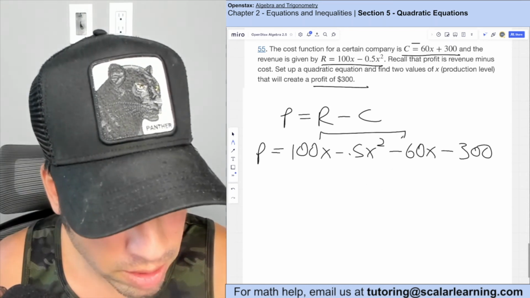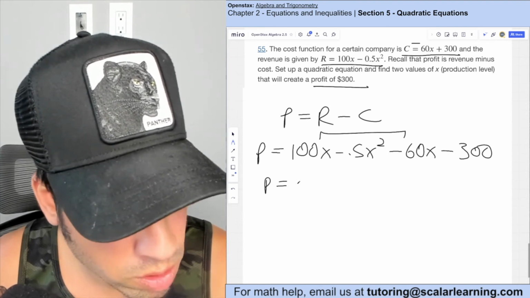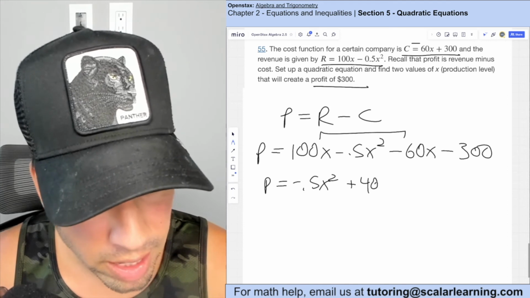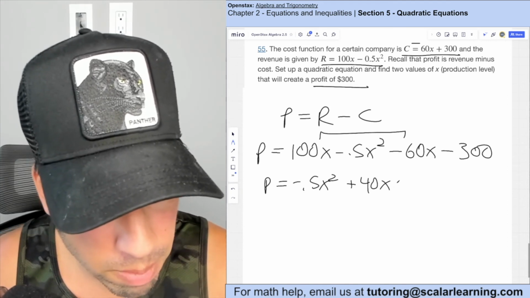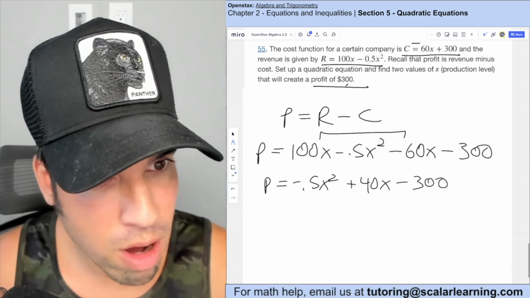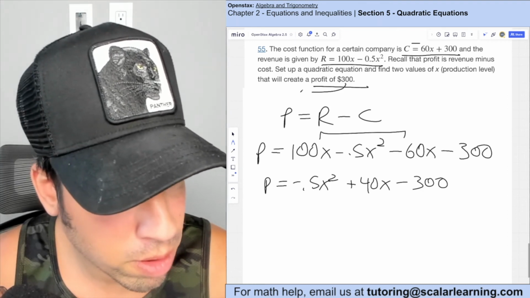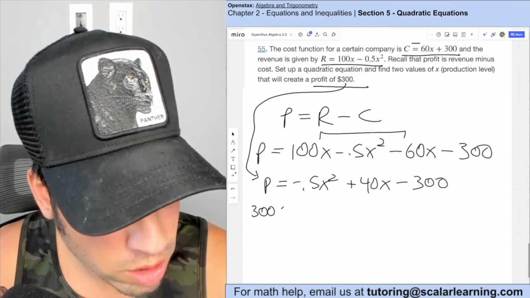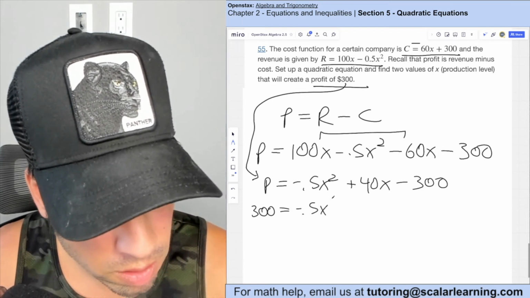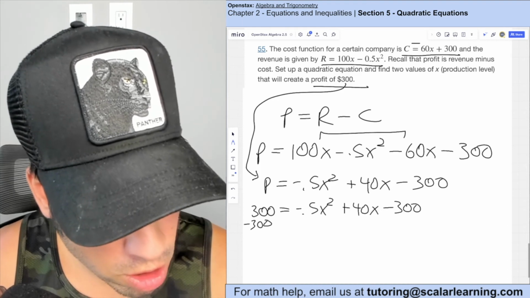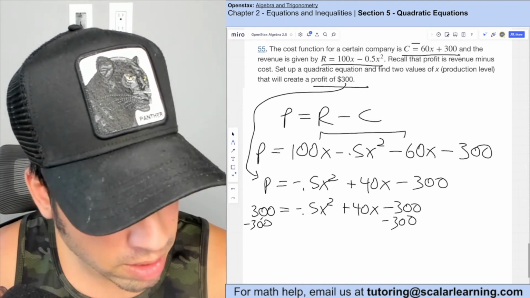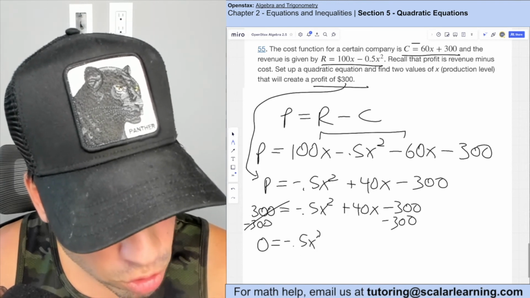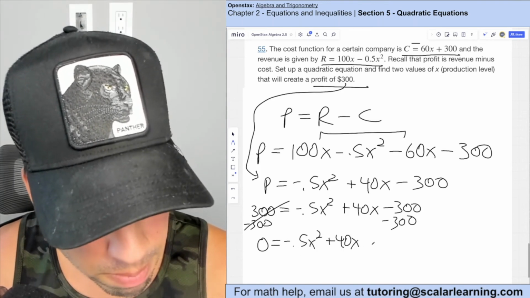Because I'm subtracting this entire cost, we have to distribute that like so. So we're going to combine like terms, and we get profit equals negative 0.5x squared plus 40x, since 100 minus 60 is 40, minus 300. And we're trying to get a profit of 300, so I'm going to plug this 300 in for profit. That's 300 equals all of this. Now I subtract 300 from both sides, and I get 0 equals negative 0.5x squared plus 40x minus 600.